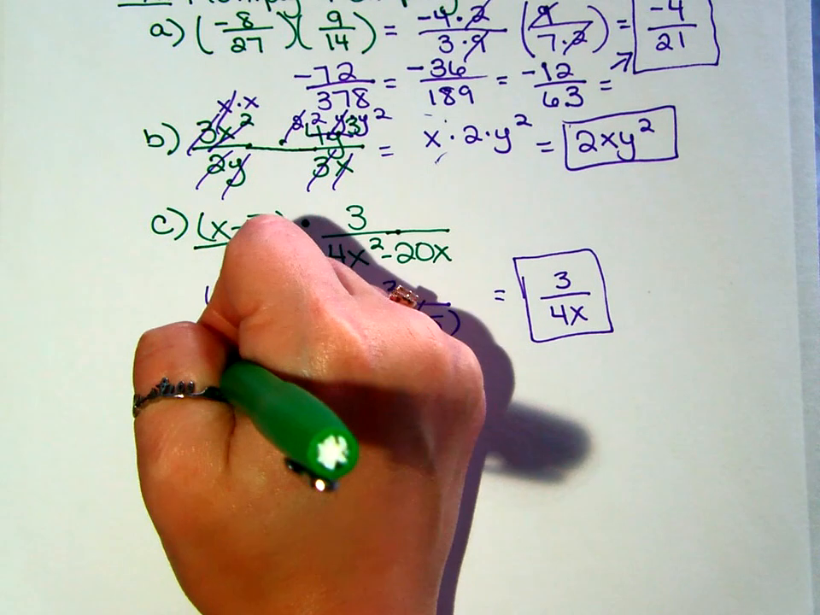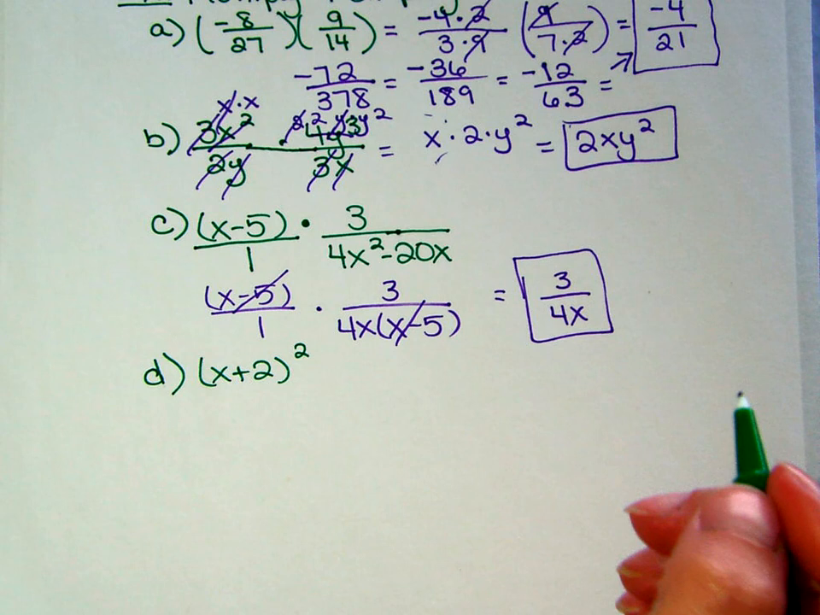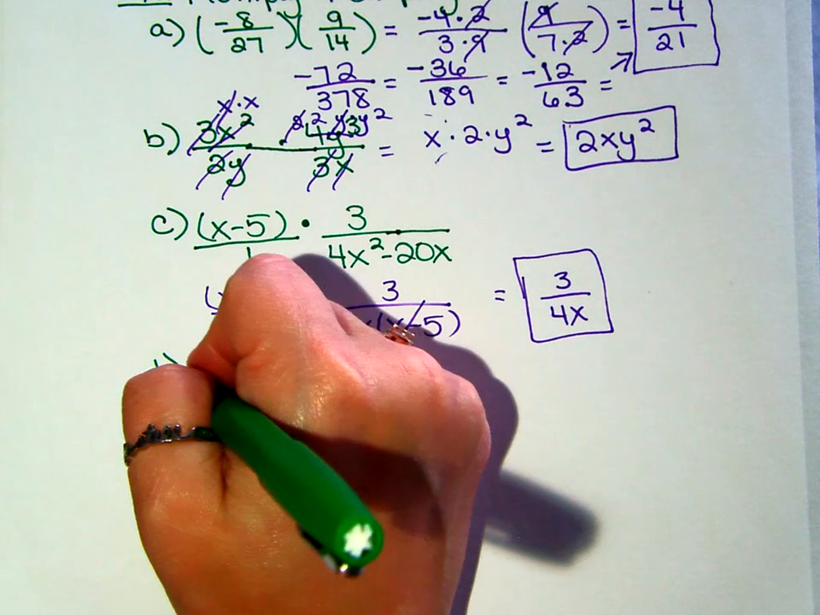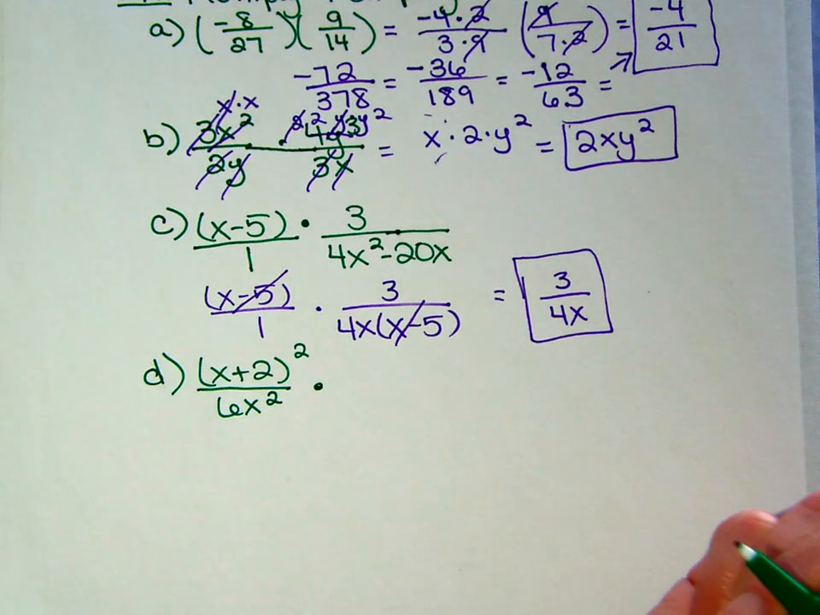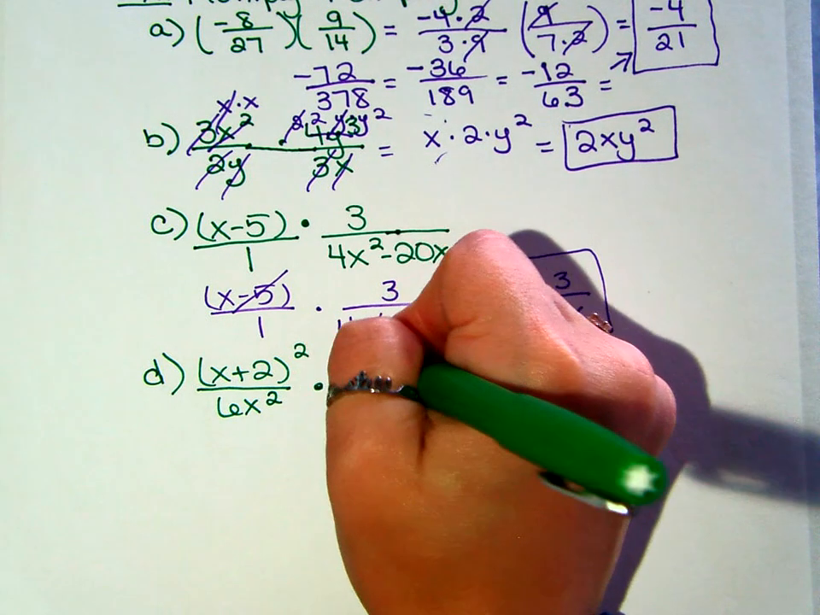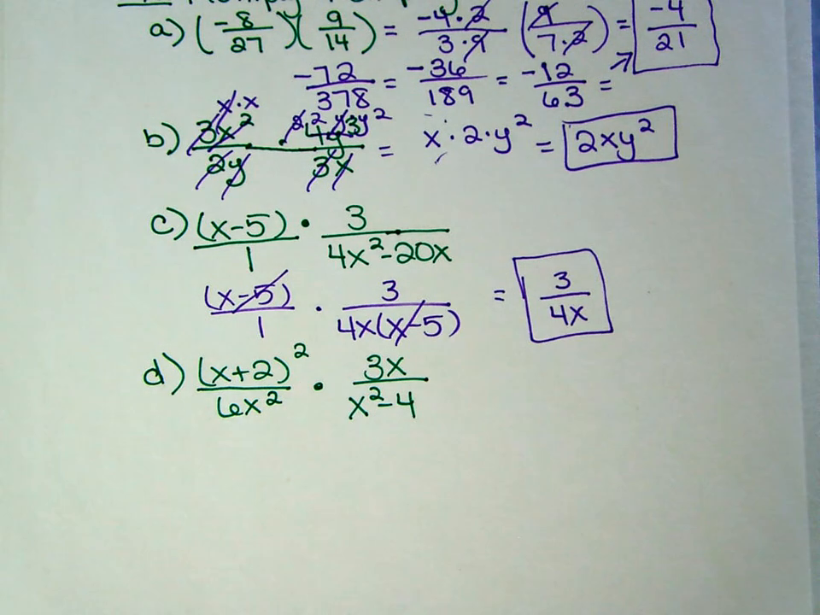Let's do x plus 2 quantity squared over 6x squared times 3x over x squared minus 4. Each of our examples are going to get a little bit more complicated or have a little bit more of our Chapter 6 material involved.